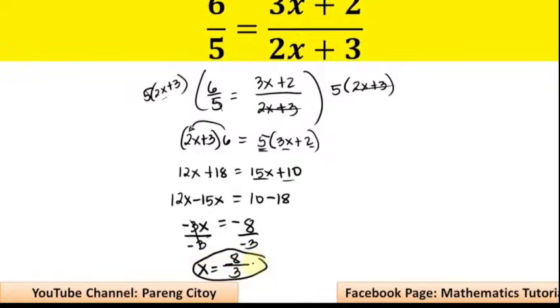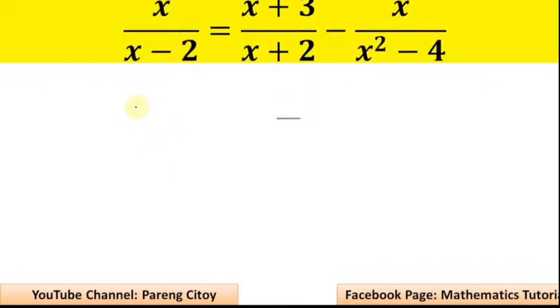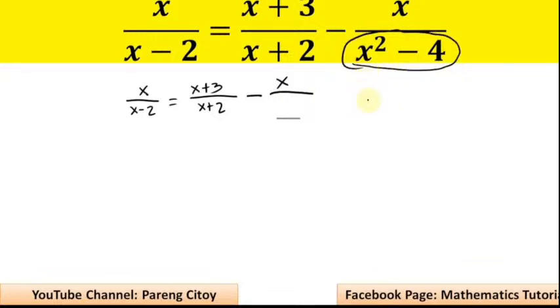X equals 8 over 3. Okay. Next, x over x minus 2 equals x plus 3 over x plus 2. Subtract x over, so ano yung factor nito? Factor nito is x minus 2 times x plus 2.